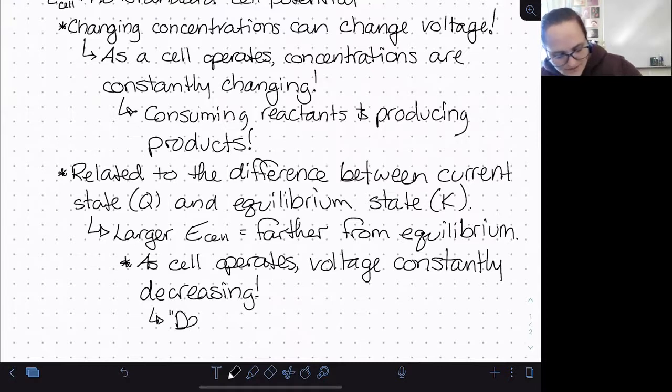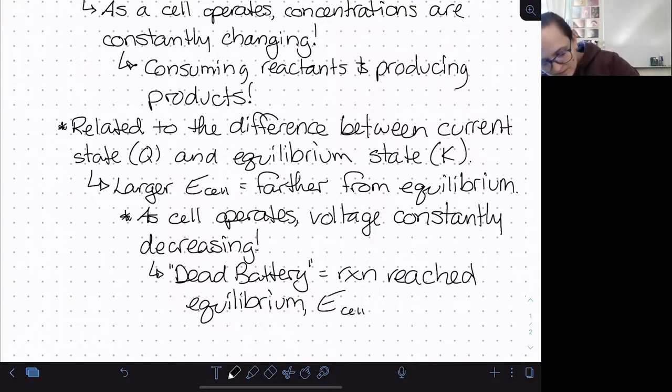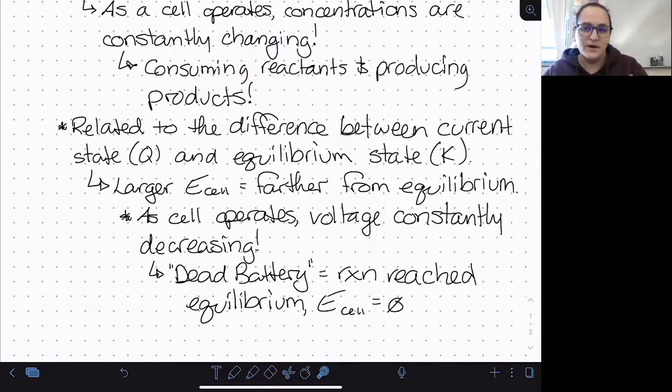A dead battery is a battery that has reached equilibrium, which is when your cell potential reaches zero, when your current state and your equilibrium state are the same thing. There is no difference between the two. So your cell potential goes to zero. In practical applications, batteries die before they reach equilibrium because most devices have some minimum voltage required to operate. So as soon as your battery drops below that minimum, the battery will be considered useless.